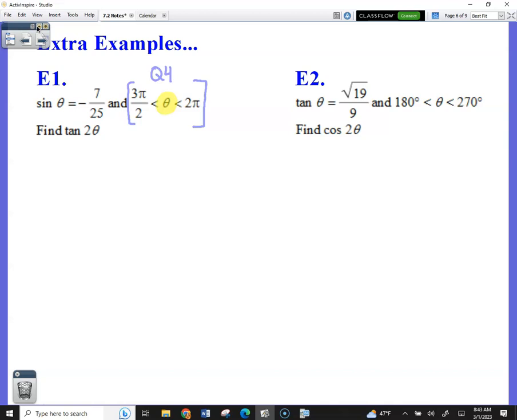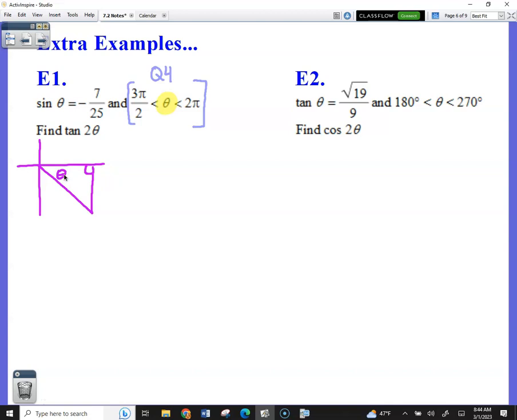So we've already decided we're in quadrant 4. So I'm going to sketch a picture of a triangle in quadrant 4. Remember, you always start from the origin, shoot out, and then collapse to the x-axis. Don't ever go to the y-axis. Theta's right here. Then you label it based on the trig function that they gave you.